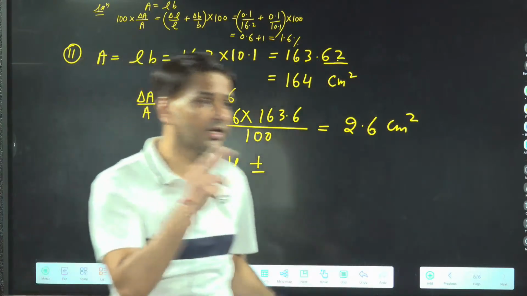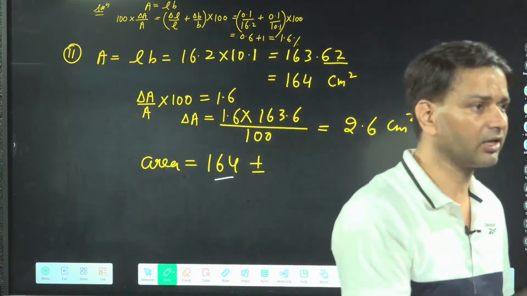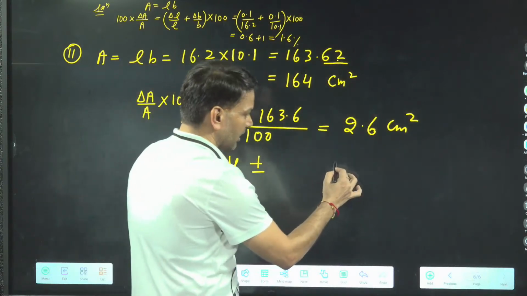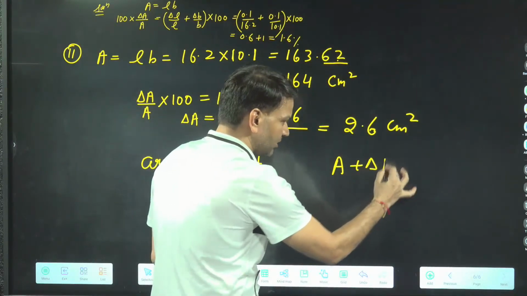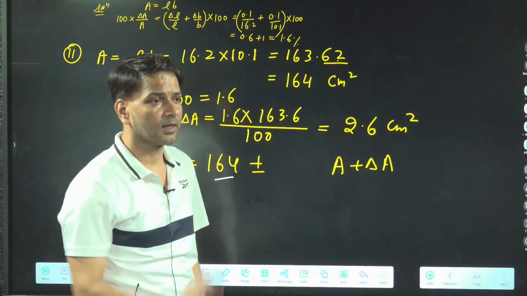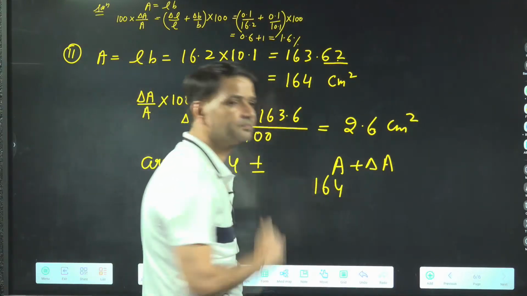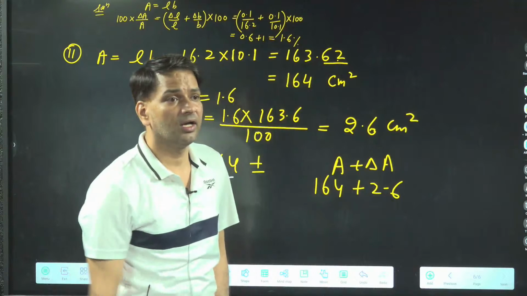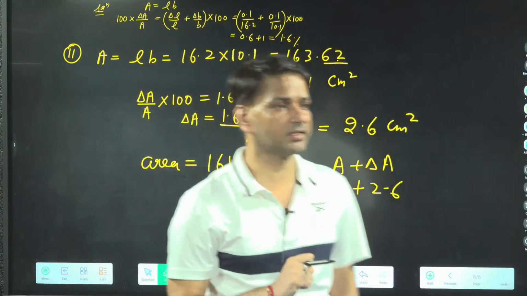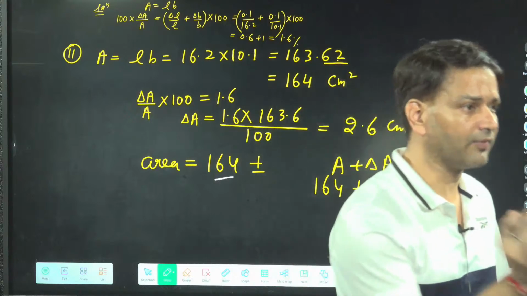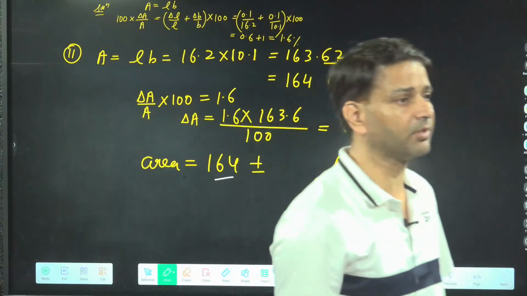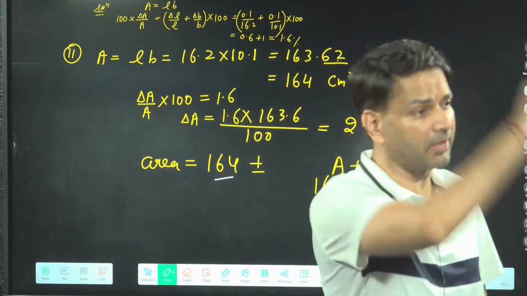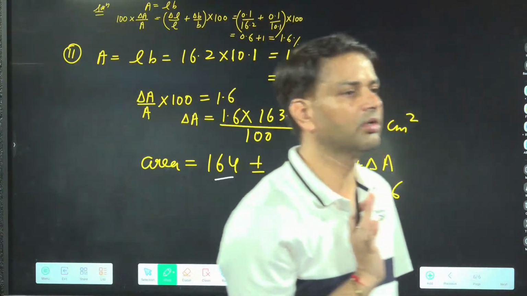So I will write the error also in the integer. Another way we can think: area we will write as A plus delta A or A minus delta A. Area I am writing 164, and delta A I am writing 2.6. So area does not have a decimal place, but delta A has a decimal place. After rounding off, you will not take any decimal place, because this is the rule: in addition, the number of decimal places is the minimum among all the decimal places. Yes or no?